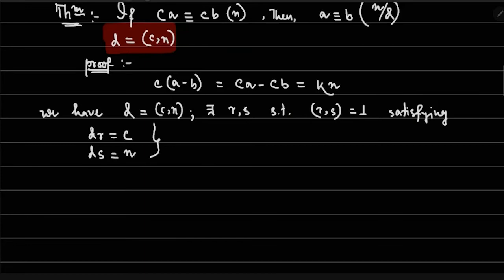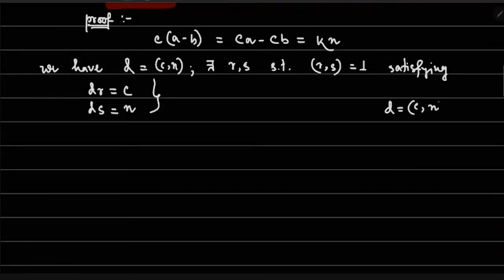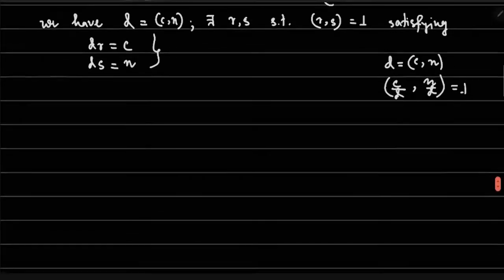So this is a very good observation. You may check that whenever I have two numbers C and N and I have their GCD, whenever I take these two numbers C by D and N by D, these two numbers are relatively prime. Always this will happen.